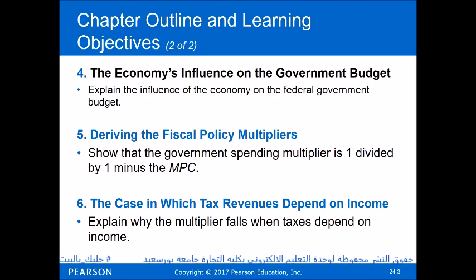Specifically, we show that the government spending multiplier is equal to 1 divided by 1 minus the marginal propensity to consume, or the MPC. 6. The case in which tax revenues depend on income, where we explain why the multipliers fall when taxes depend on income.